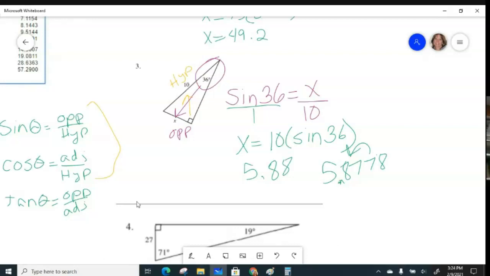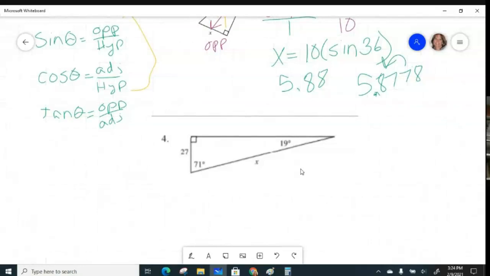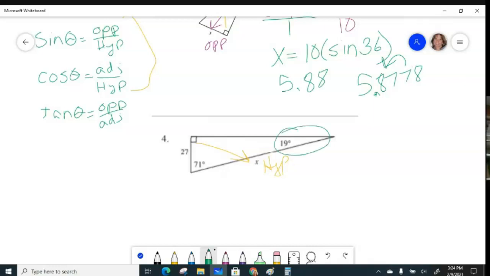All right, so if we take a look at number 4, this time we could actually do this problem two different ways because they're giving us both angles. So it just depends on which angle you want to pick to solve. If we identify our hypotenuse, X is our hypotenuse. If we go with 19, then 27 is going to be opposite. So that would be using sine of 19 degrees, the opposite over the hypotenuse.